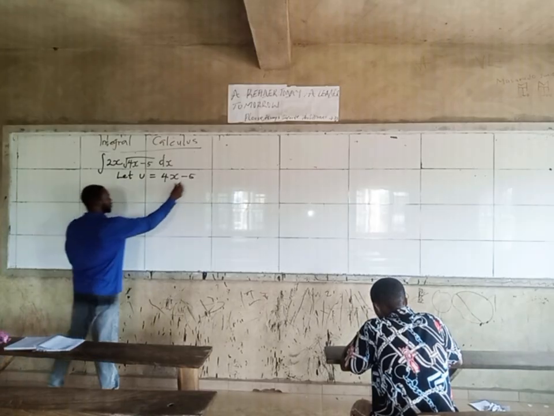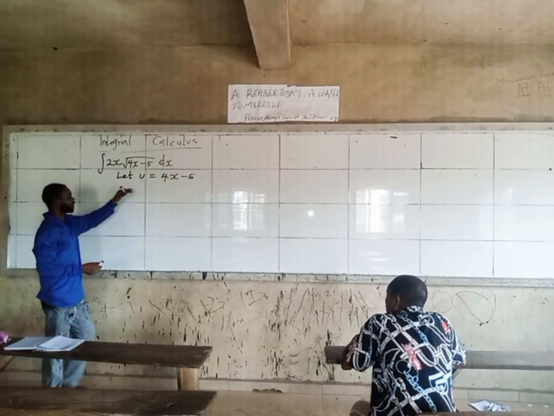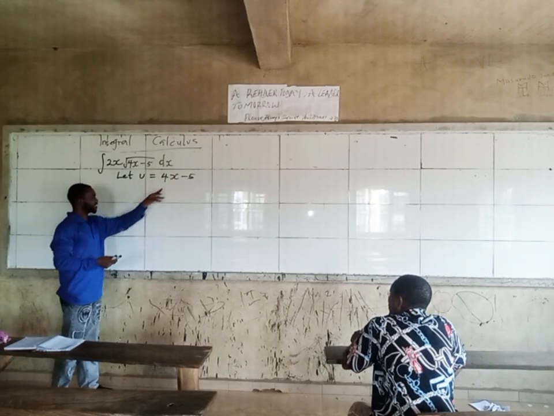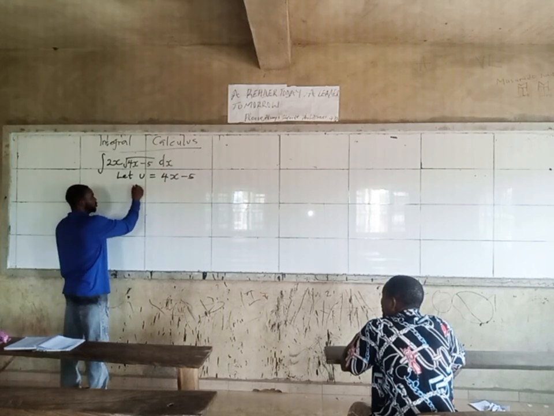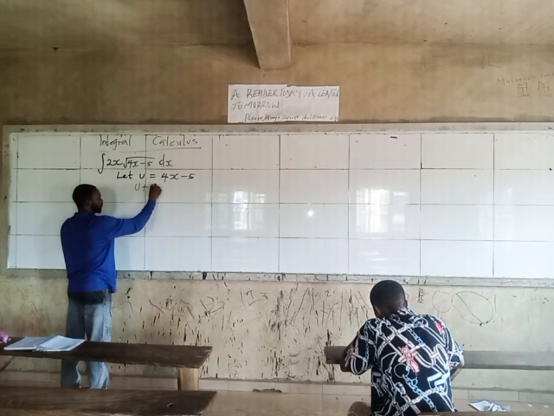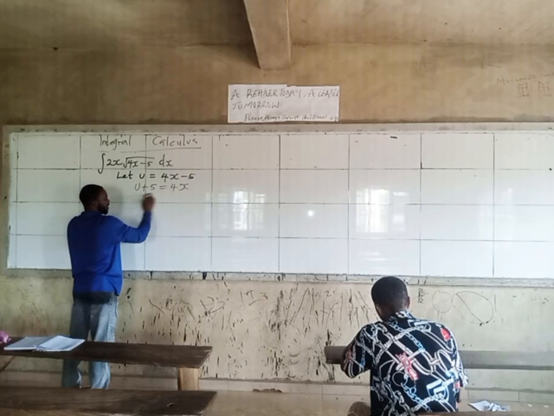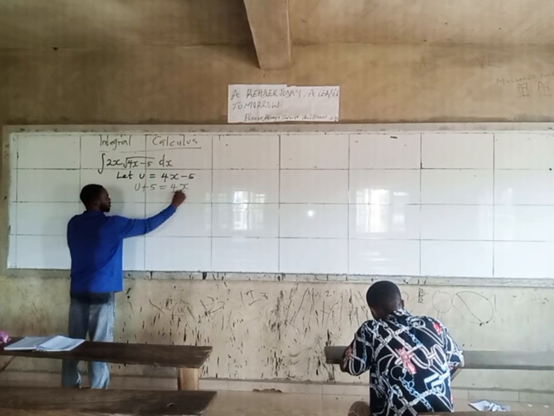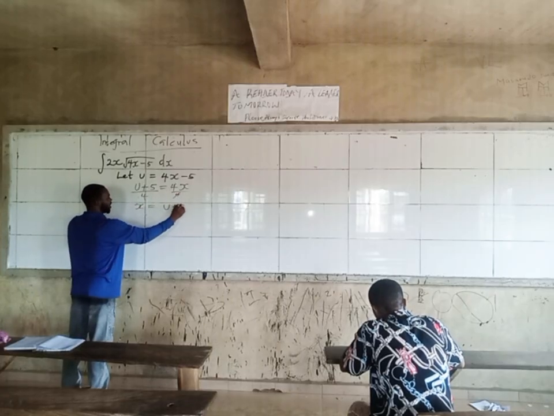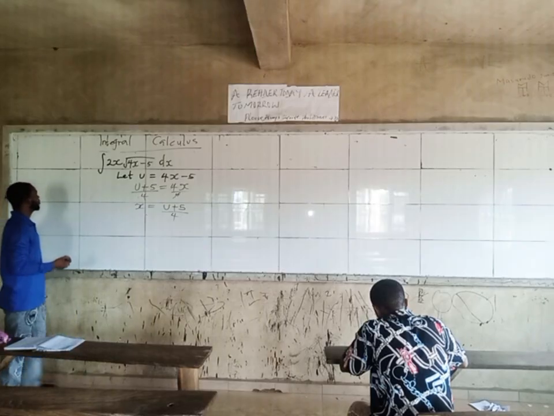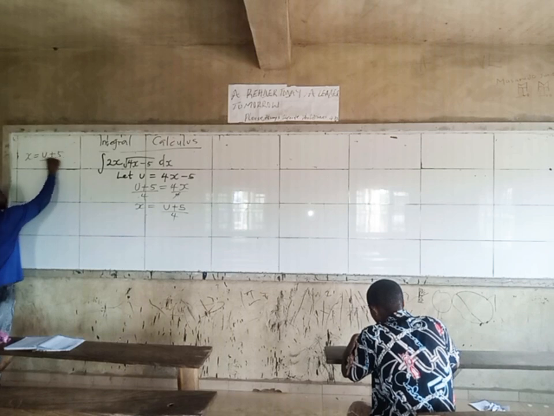The minute I make this 4x minus 5, I need to go back and find a way to get x from this. If I want to get x here, this will be the same thing as saying u plus 5 equals 4x. To get x, I divide both sides by 4, so that x will simply be u plus 5 all over 4. So let me put it to one side. I've gotten x to be u plus 5 all over 4.